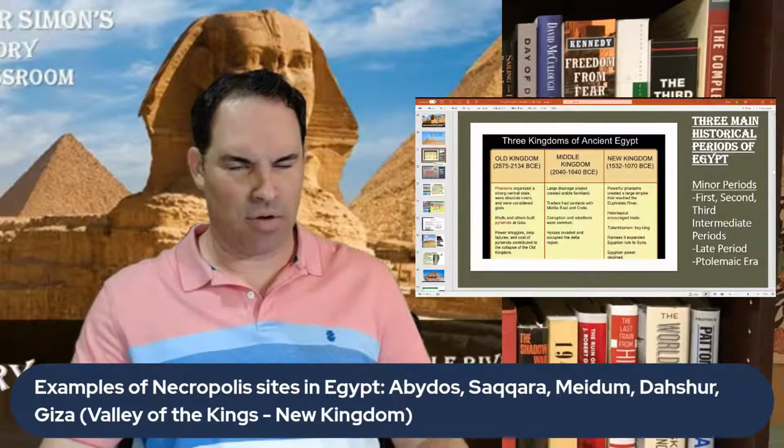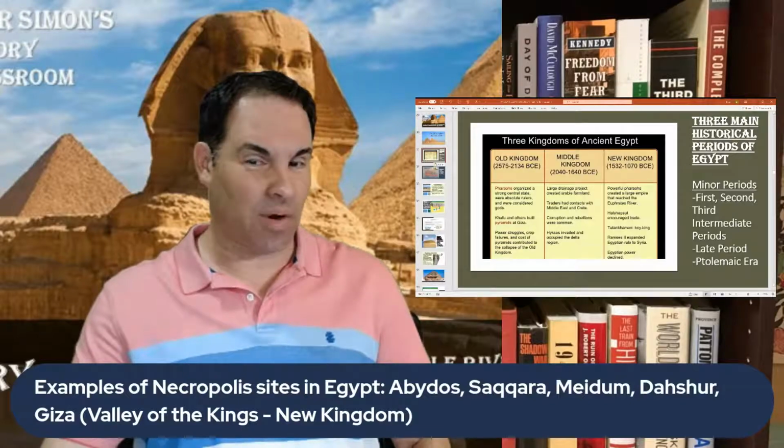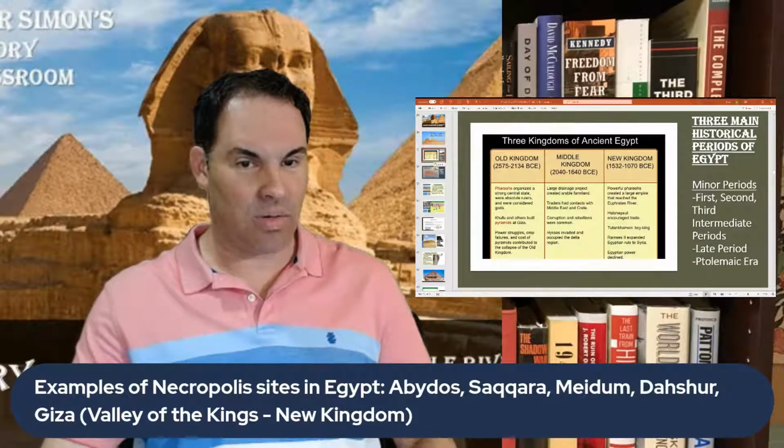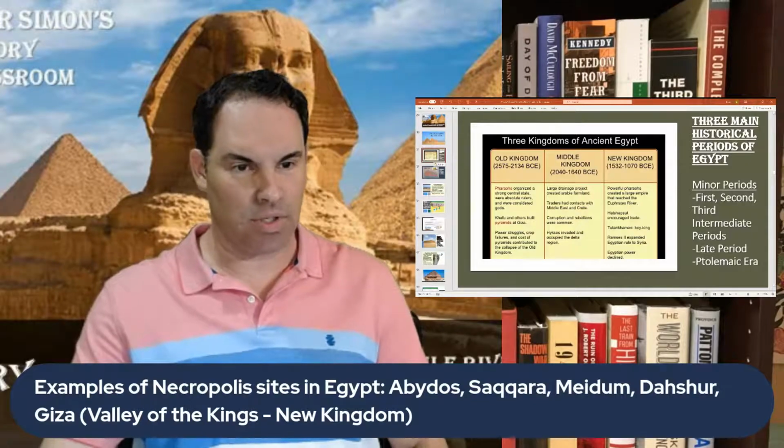It's where the Meidum Pyramid is. Dashur is another site about 20, 30 miles south of Cairo. It's where the Red Pyramid and the Bent Pyramid were built, famously, in Egypt.